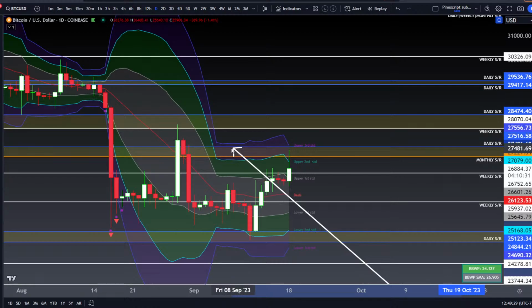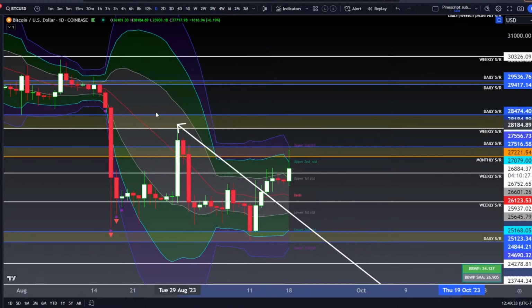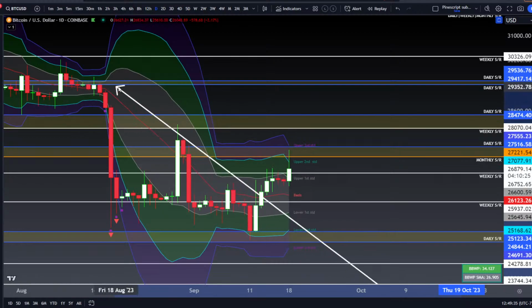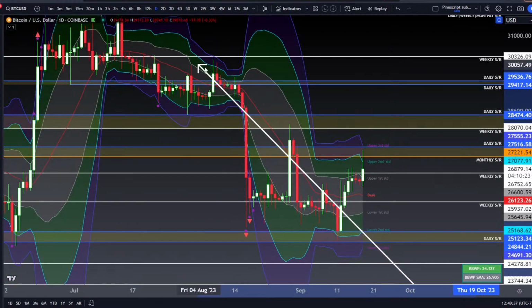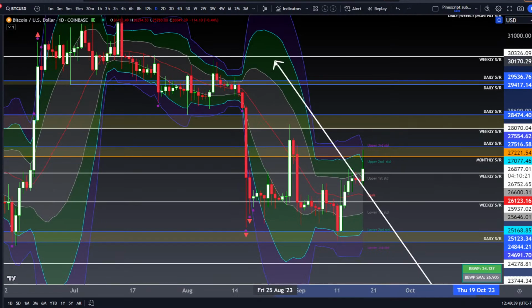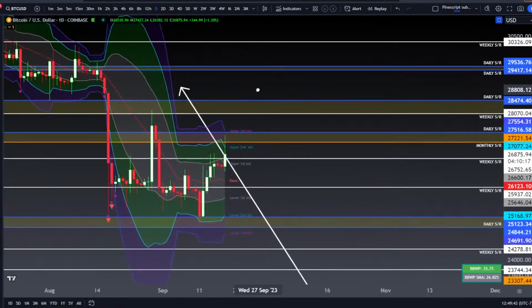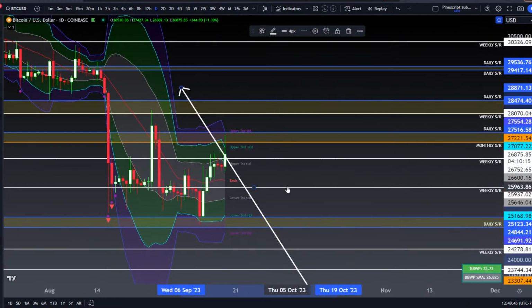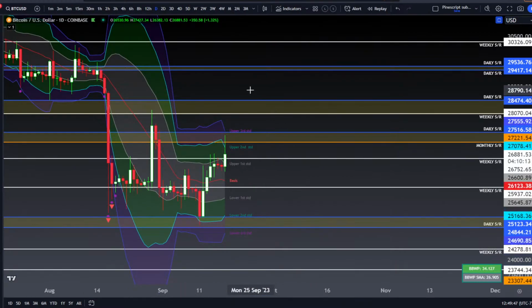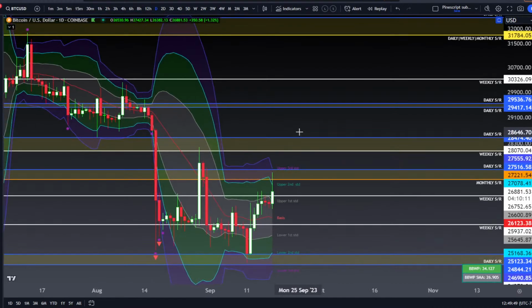If we see closures above the daily to that weekly at 28K and above at 28.4 to 6, and then 29K, and then 29.4 to 5. Then the lower highs around 30K, 30,300 at the weekly, and then above there it's 30,500 to 800, 31K, 31.2, 31.5, 31.8, and so on.